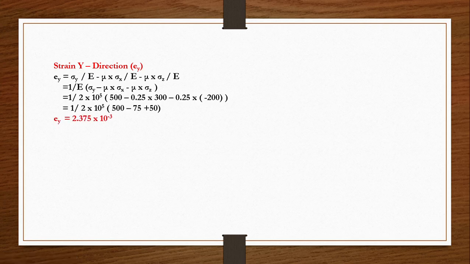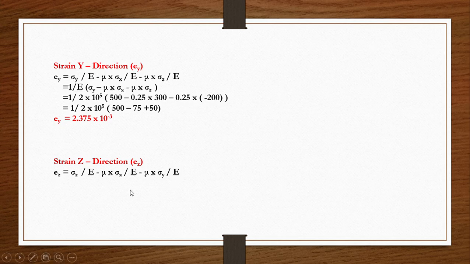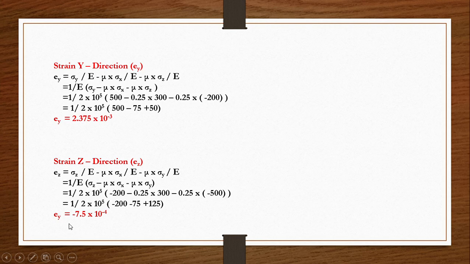Next is strain in z direction, that is epsilon z. In the same way, sigma z divided by E minus mu into sigma x divided by E minus mu into sigma y divided by E. Putting the values, we get the final answer as minus 7.5 into 10 raised to minus 4. As it is a minus, it is compressive.